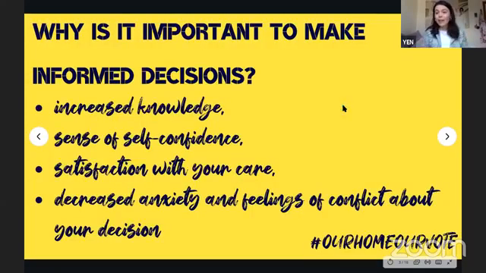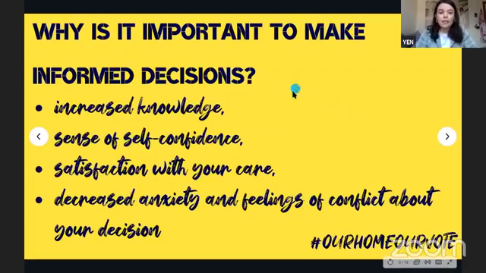So why is it important to make decisions? Like I said, we have decisions that we have to make on a daily basis. But you want to make sure that decisions that are a little bigger, like deciding who to vote for, deciding where to go to university, deciding what kind of job you want to take, are evidence-based and informed, so that you feel confident and assured.